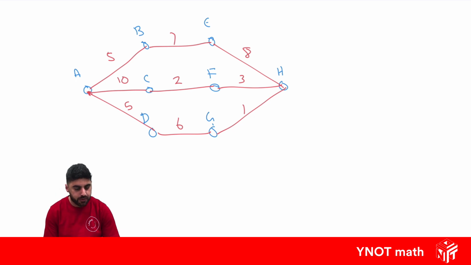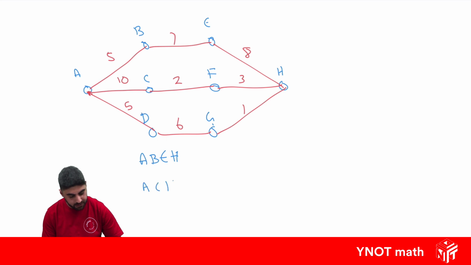Now, what is the shortest path from A to H? So, I guess we can have a look. We've got the path A, B, E to H. We've got the path A, C, F to H, and A, D, G to H. Which one of those is the shortest?